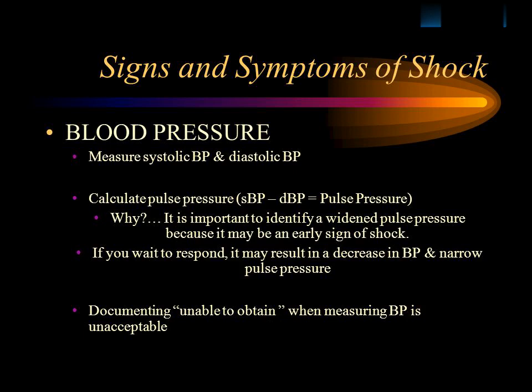Blood pressure. Measure systolic BP and diastolic BP. Calculate pulse pressure: SBP minus DBP equals pulse pressure. Why? It is important to identify a widened pulse pressure because it may be an early sign of shock. If you wait to respond, it may result in a decrease in BP and a narrow pulse pressure. Documenting unable to obtain when measuring BP is unacceptable.